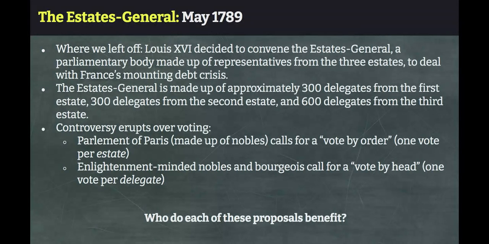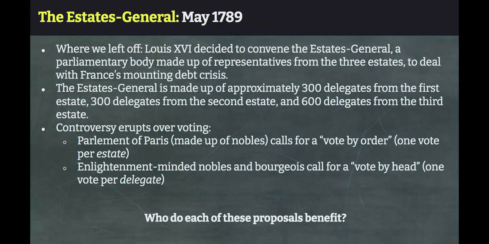And then immediately after the Estates General is convened, controversy erupts over how voting is going to work, so how the different estates are going to vote on proposals. The Parlement of Paris, which, as you recall, is made up largely of pretty conservative nobles, calls for what's called a vote by order. So whenever there's some sort of decision coming before the Estates General, they want each estate to have one vote. First Estate gets one vote, Second Estate gets one vote, Third Estate gets one vote, right? So very, very unequal. The Third Estate, even though they have the vast majority of the population, and make up half the delegates at the Estates General, still only have one vote. So the clergy and the nobles can easily outvote the Third Estate, right?